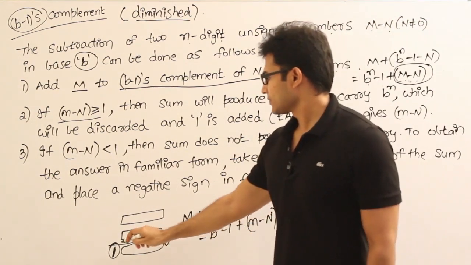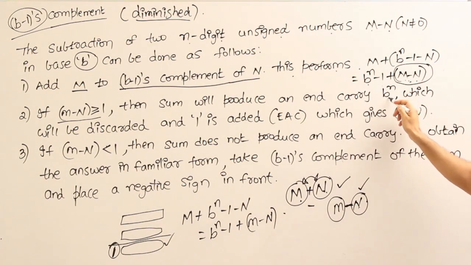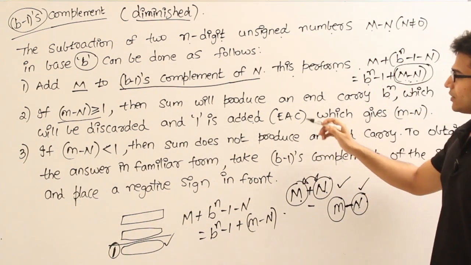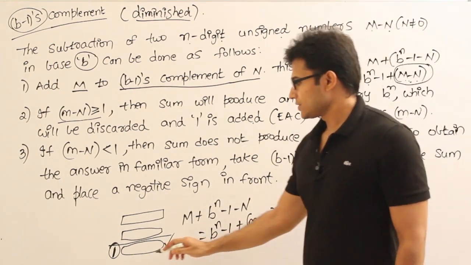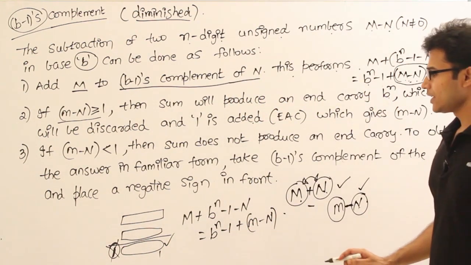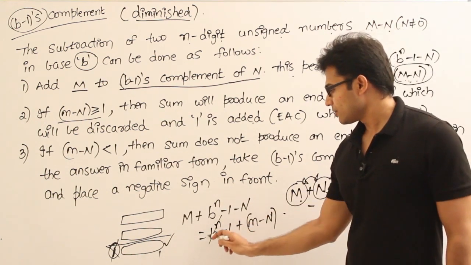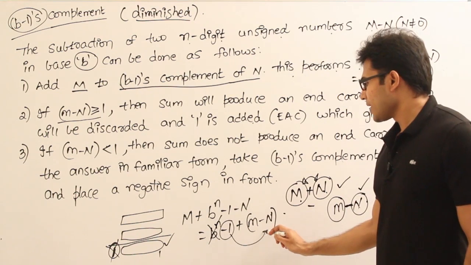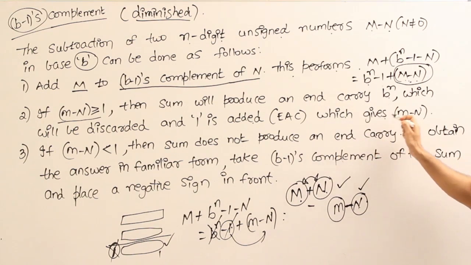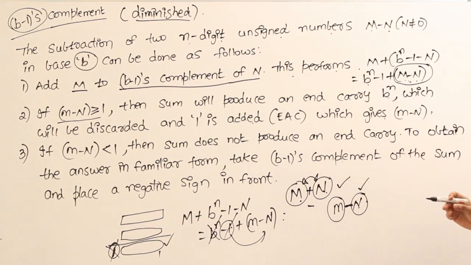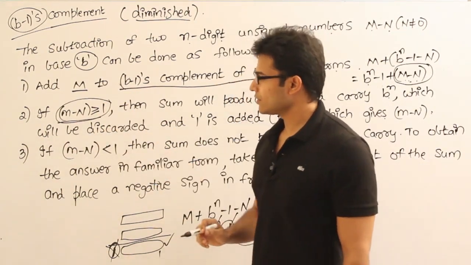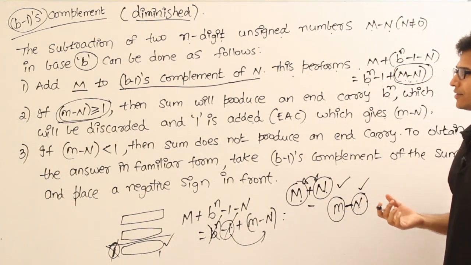End carry means this one. Then the sum will produce an end carry b power n, which will be discarded, and 1 is added to the LSB. Which means this one will be discarded and 1 will be added here. Why does it make sense? Because when we discard this, b power n will be ignored, and then 1 will be added back. When 1 is added back, the minus 1 gets cancelled. Therefore we get m minus n. So in this one, the case is simple. How can we know whether m minus n is greater than or equal to 1 or less than 1? Simple. Check whether the carry is produced or not.